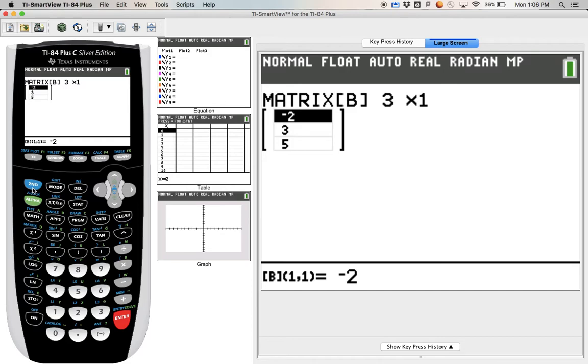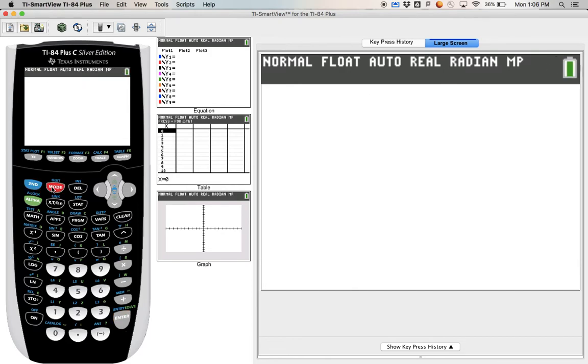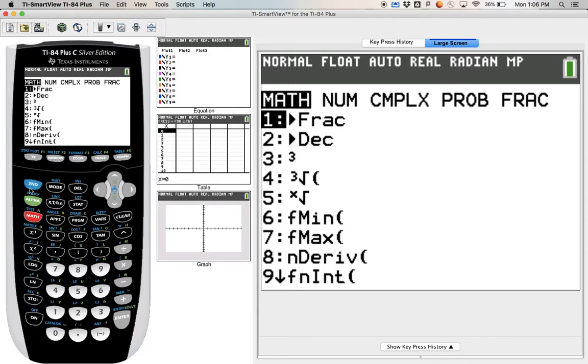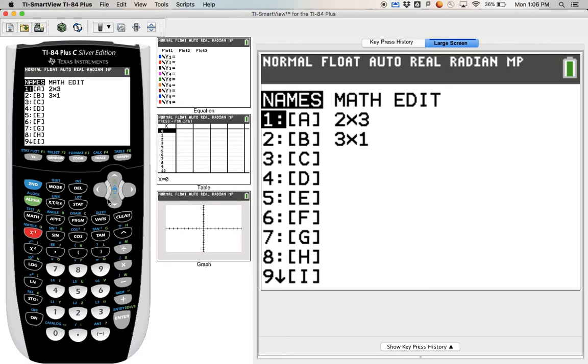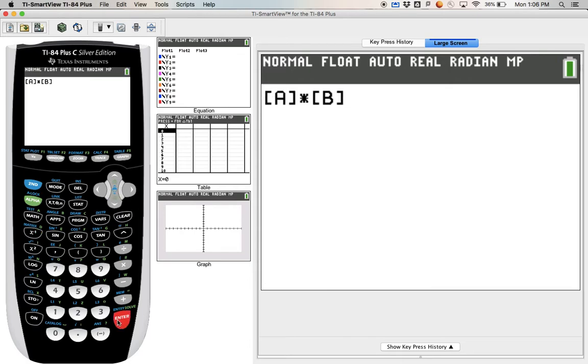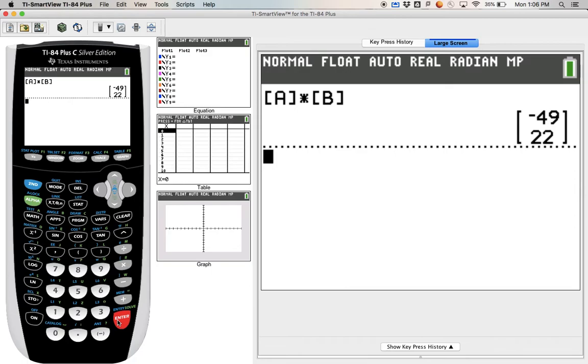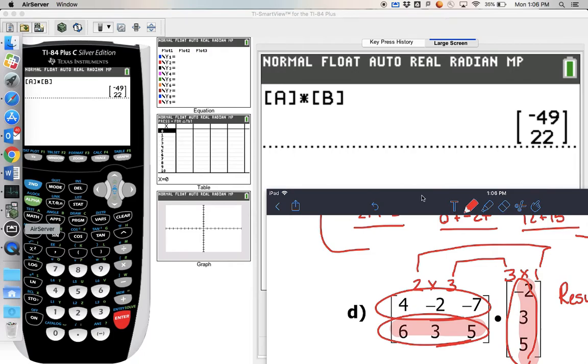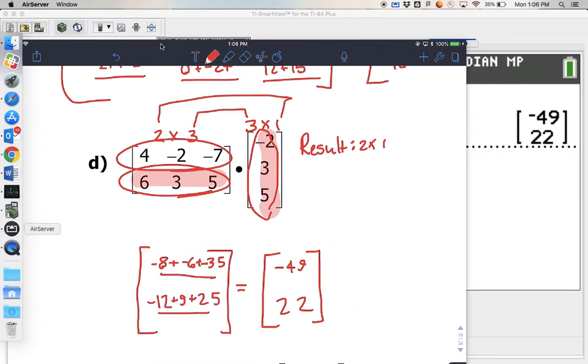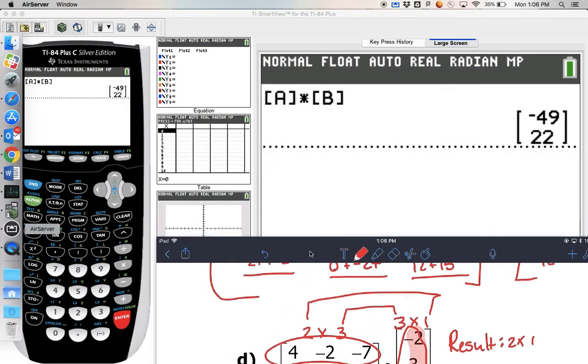Okay, awesome. So then you hit second mode again. And now we are actually going to tell our calculators to multiply these. So you're going to hit second matrix, select matrix A, and just hit the times button, and then second matrix, and then matrix B there. And hopefully it comes out to the same thing that we got. That is exactly what we got earlier. So notice there, -49, 22, so that was good to go right there.